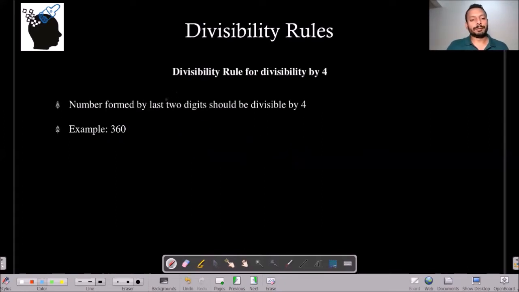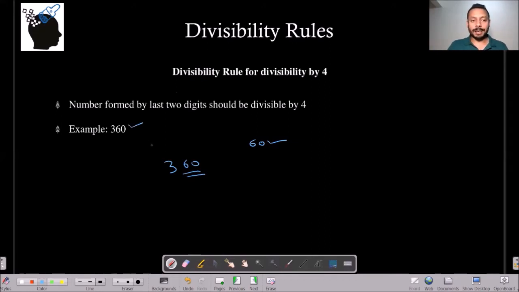The divisibility rule by 4 is, if the number formed by the last 2 digits is divisible by 4, then the number will be divisible by 4. Now let's try to understand what we mean by that. Let's take 360 as an example. If we look at the number formed by the last 2 digits, it is nothing but 60. And we know that 60 is divisible by 4. That means 360 is also divisible by 4.